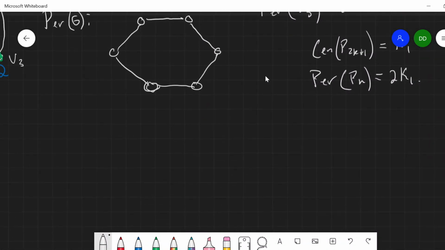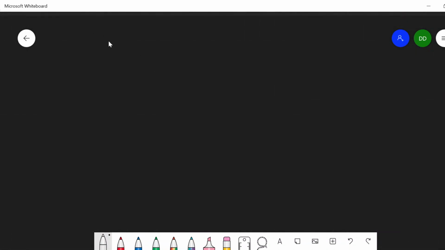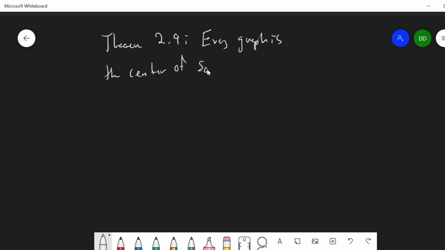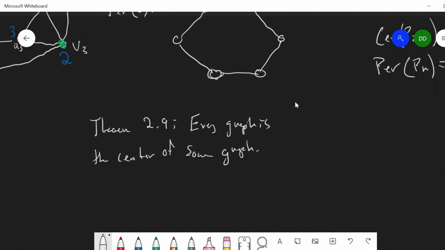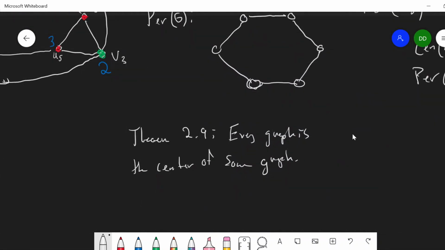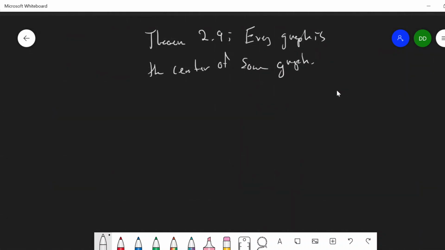Okay, so I'll share one theorem here. This is Theorem 2.9: every graph is the center of some graph. That is, if I have some graph G, can this be the center of another graph? Is this ever the center of another graph? The answer is yes. We can always build a graph, no matter what graph you give me. So let's start proving this. I can always build a graph so that that graph is the center of the other graph.